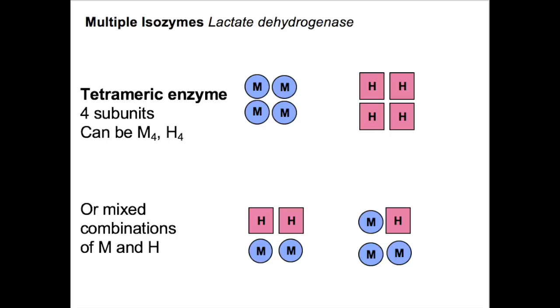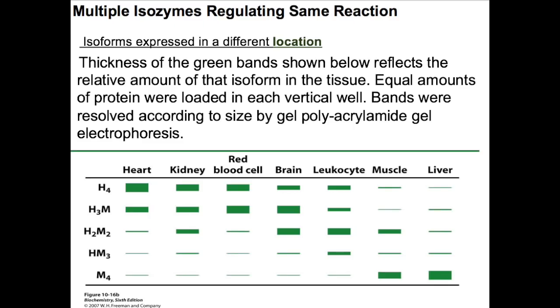Lactate dehydrogenase is actually a tetrameric enzyme that forms from different subunits coming together. These can be 4 M subunits or 4 H subunits or combinations of them. This represents an electrophoresis experiment in which lactate dehydrogenase was isolated from different adult tissues to show where in the body different isoforms of this lactate dehydrogenase are found. And as you can see, isoforms are expressed at different levels in different tissues.